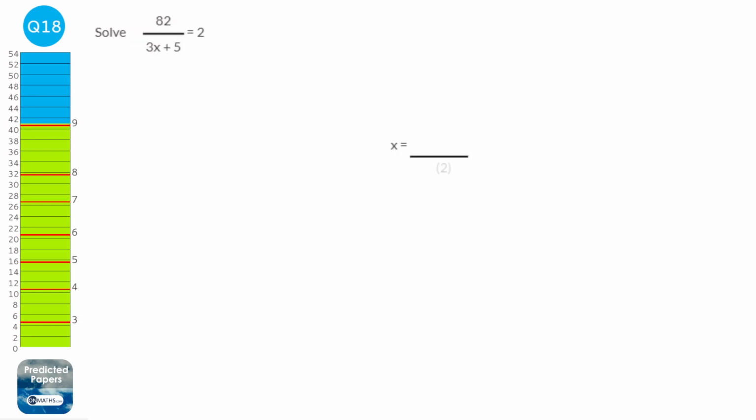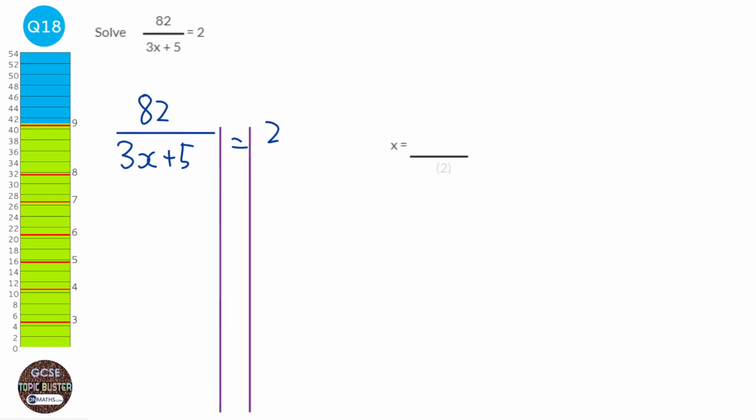So I'm going to write this equation again just a little bit bigger so we can work with it. And one of the rules with equations is you want to get rid of brackets and fractions first. So we've got a big fraction here. And basically a fraction just means divide. So we're doing the 82 and we're dividing it by 3x plus 5.